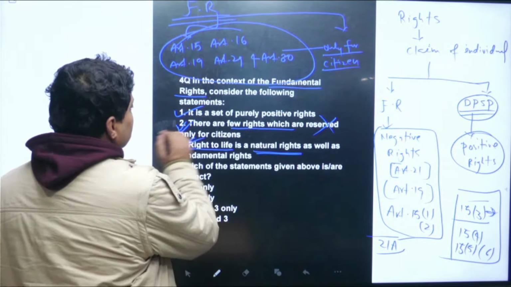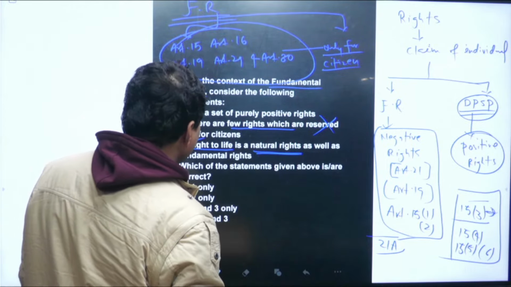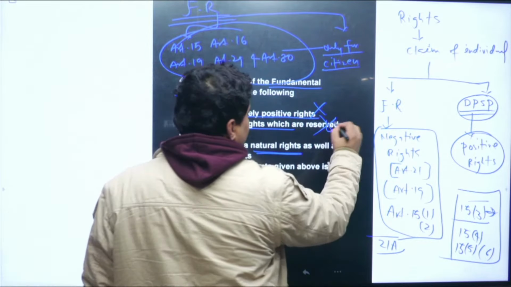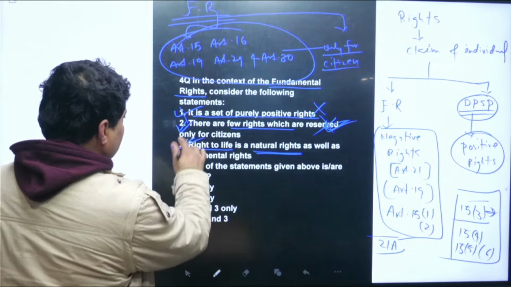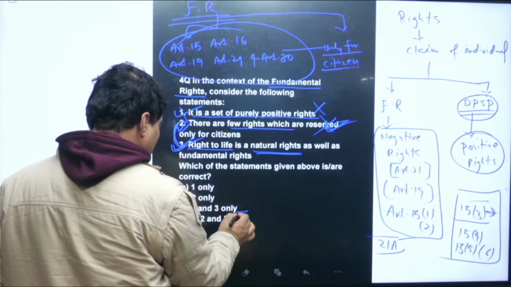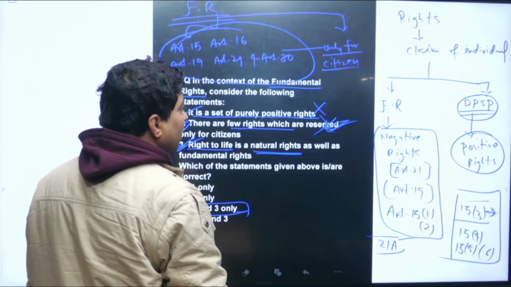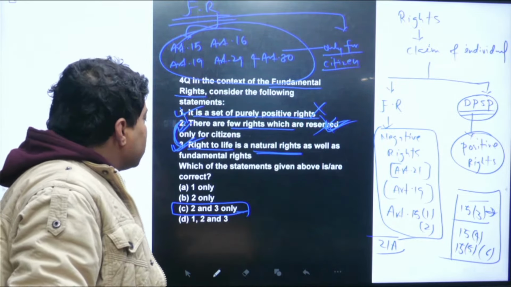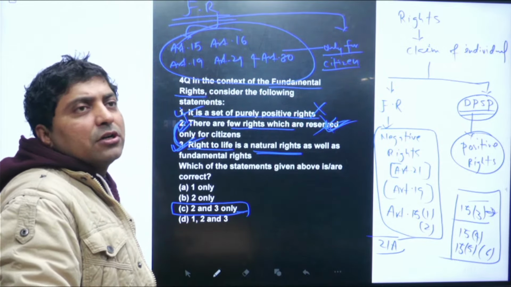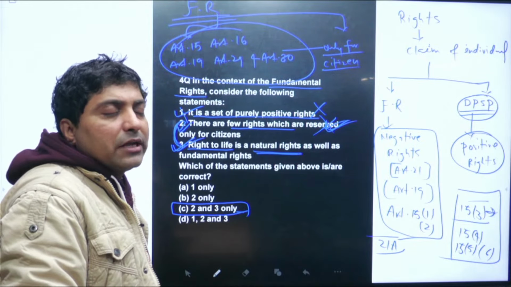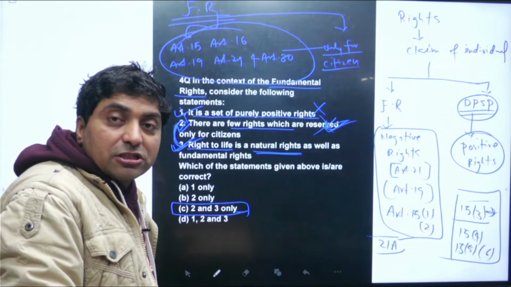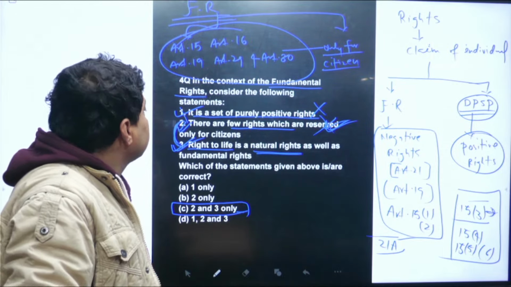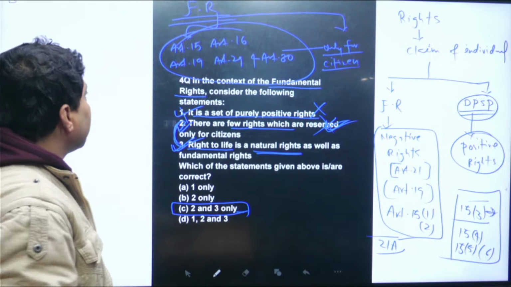So statement 2 is also correct. Statement 1, that it is a set of purely positive rights, is not correct. Statement 2 is correct, and statement 3 is correct. So 2 and 3 are both correct. Fundamental rights are not a set of purely positive rights; they have positive rights as well as negative rights. There are few rights in the fundamental rights which are secured for citizens only. Those five articles are especially dedicated to Indian citizens.